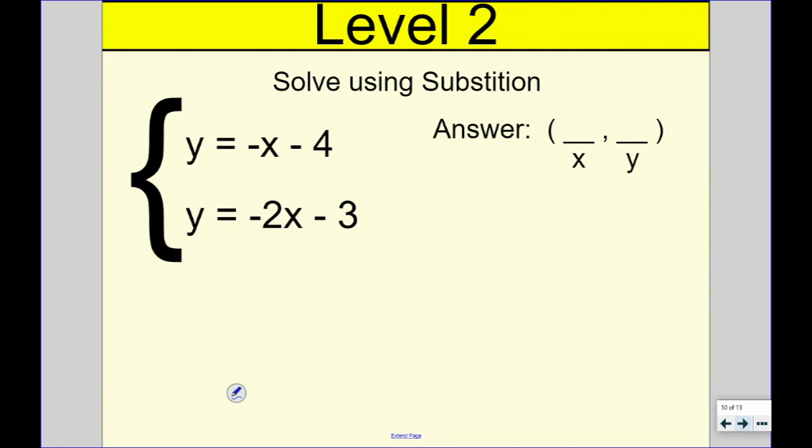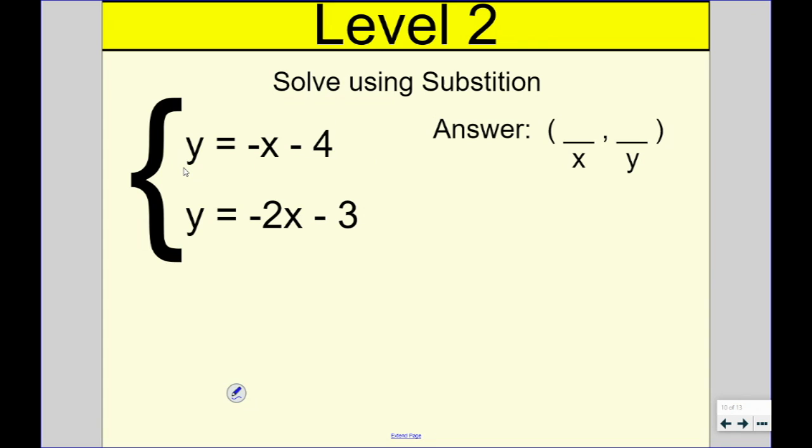All right, so our next example here, we have y equals -x minus 4. Here, y equals -x minus 4. There's a y in this equation. Can we substitute this -x minus 4? Can we substitute in that? Let me clarify this a little bit better here. Let me just do this again.